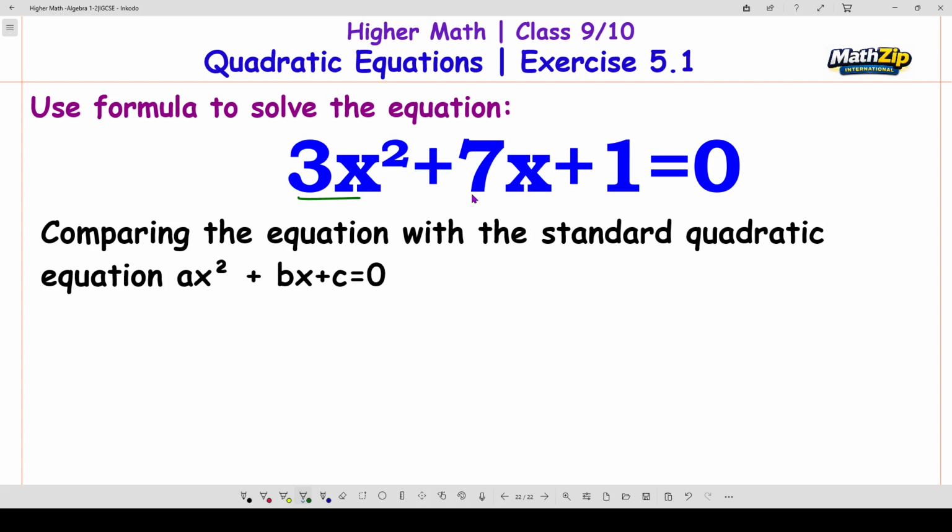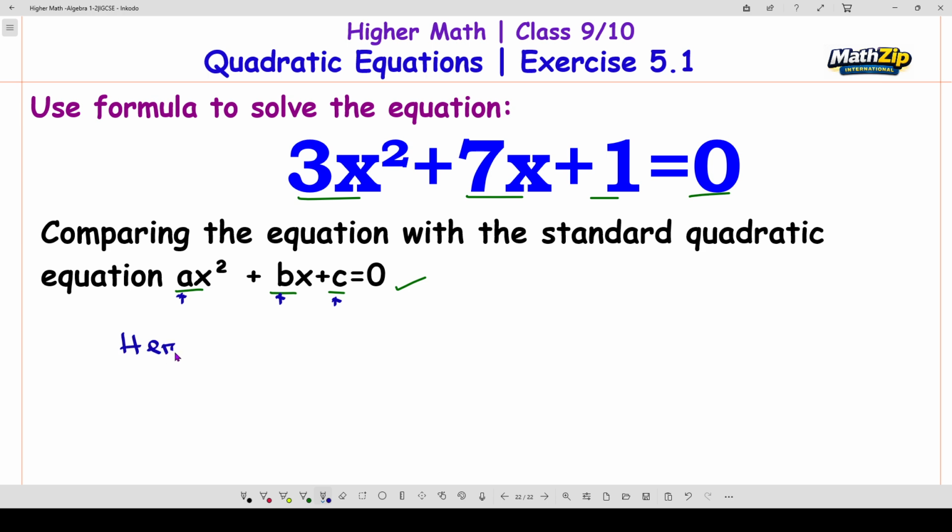3x² + 7x + 1 = 0. We are going to solve this equation by the standard quadratic equation ax² + bx + c = 0. First, we have to find out what a, b, and c are.